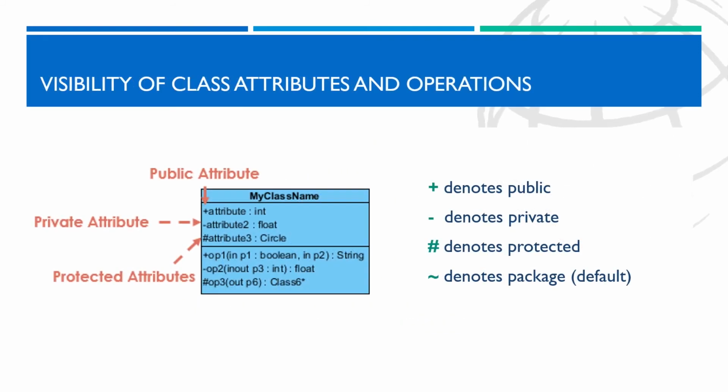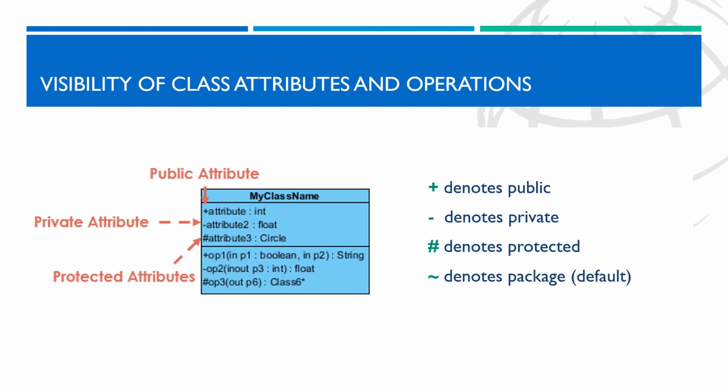Now, the visibility of class attributes and operations. In object-oriented design, there is a notation of visibility for attributes and operations. UML identifies 4 types of visibility: public, protected, private, and package. And we use the plus, minus, pound, and tilde symbols before an attribute and operation name in a class, and that denotes the visibility of the attribute and operation.